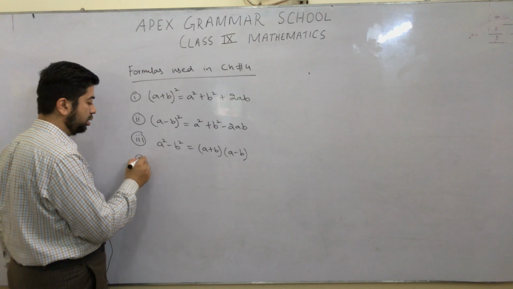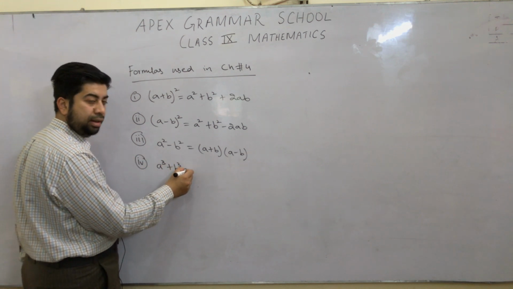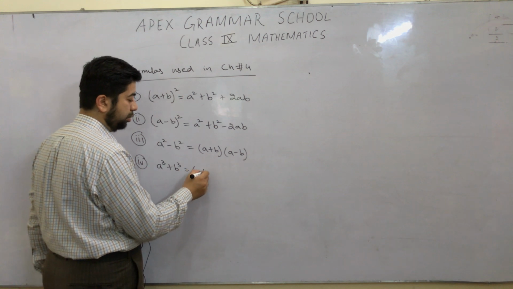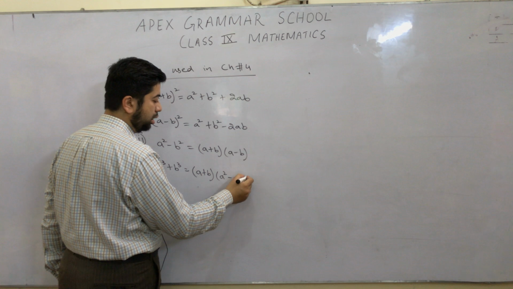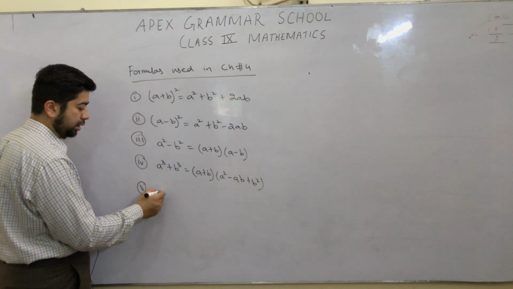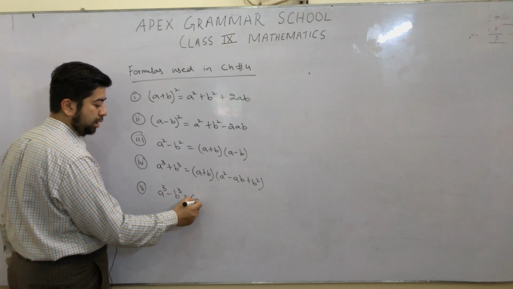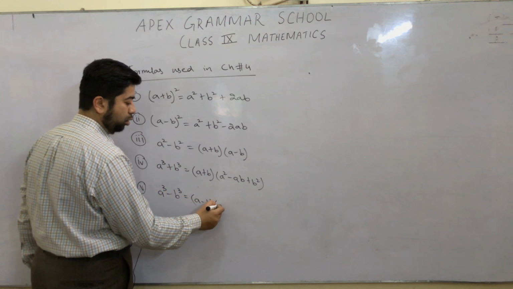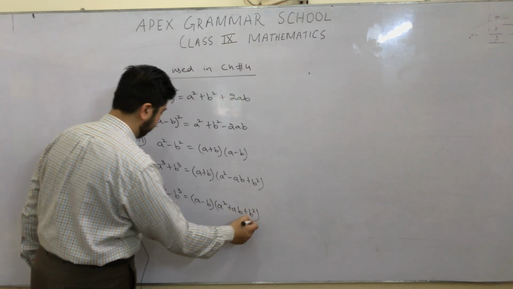Fourth formula, that is a cube plus b cube, is equal to (a plus b) into (a square minus ab plus b square). Fifth formula, that is a cube minus b cube, is equal to (a minus b) into (a square plus ab plus b square).